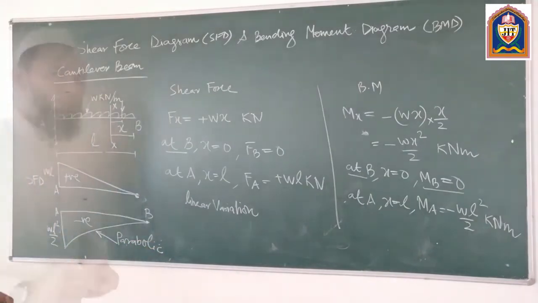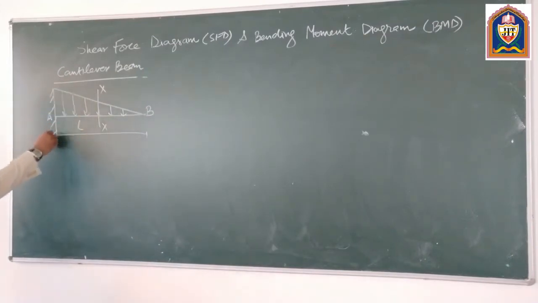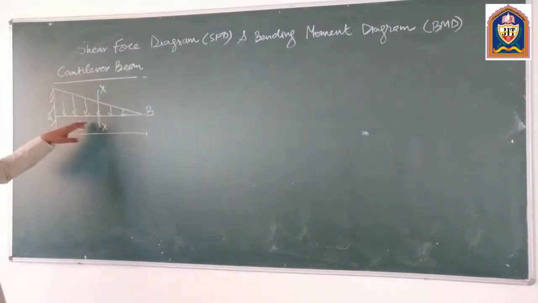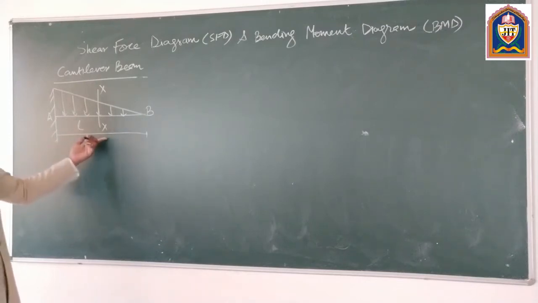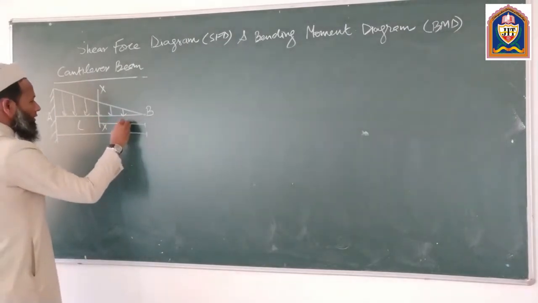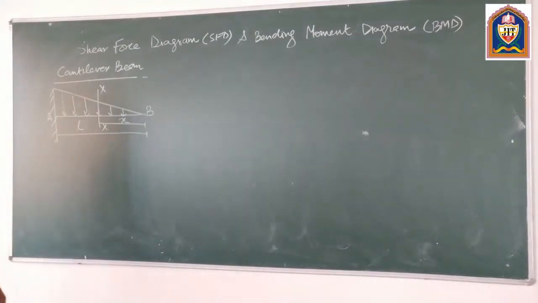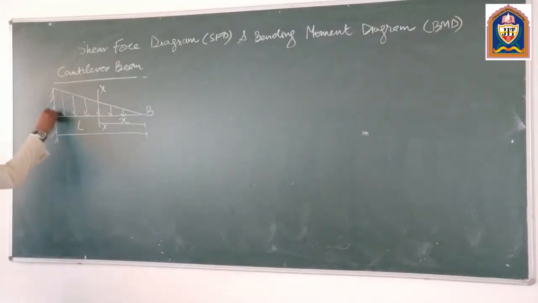The third case is the case of a cantilever beam which is subjected to a uniformly varying load. The span of the beam is L. We have taken a section xx, and this is at a distance small x from the end B. First of all, we will write down the general equation of the shear force, but before that, at this end we have W kilonewton.